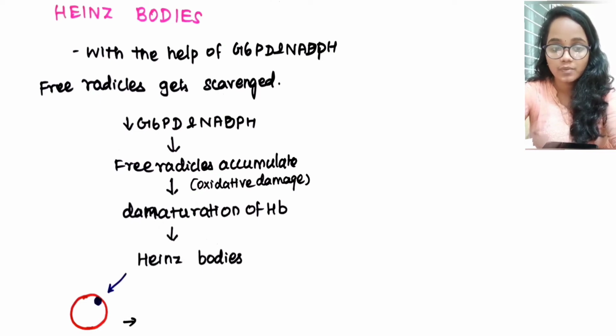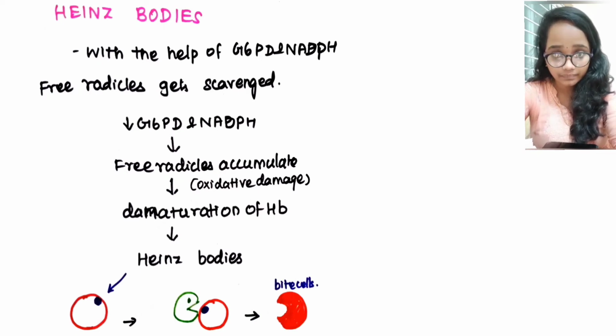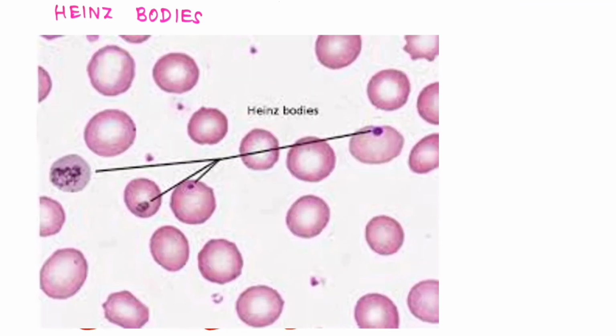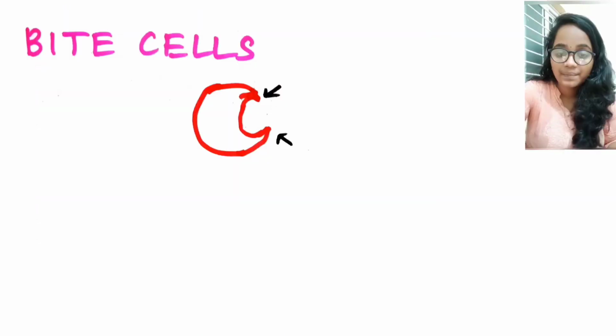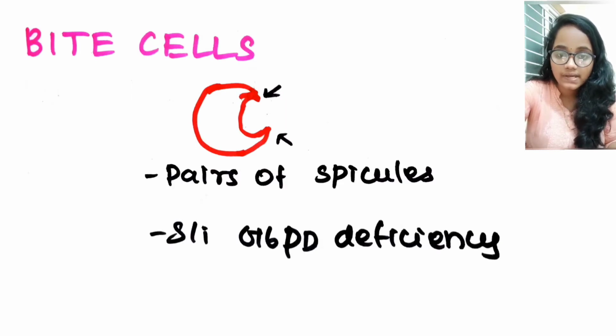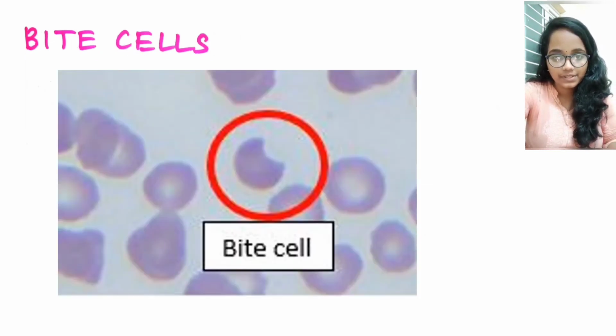When these Heinz bodies pass through the spleen, splenic macrophages take a bite from them. After that, the RBCs which come from the spleen are called bite cells. Bite cells have a pair of speckles and are seen in G6PD deficiency.